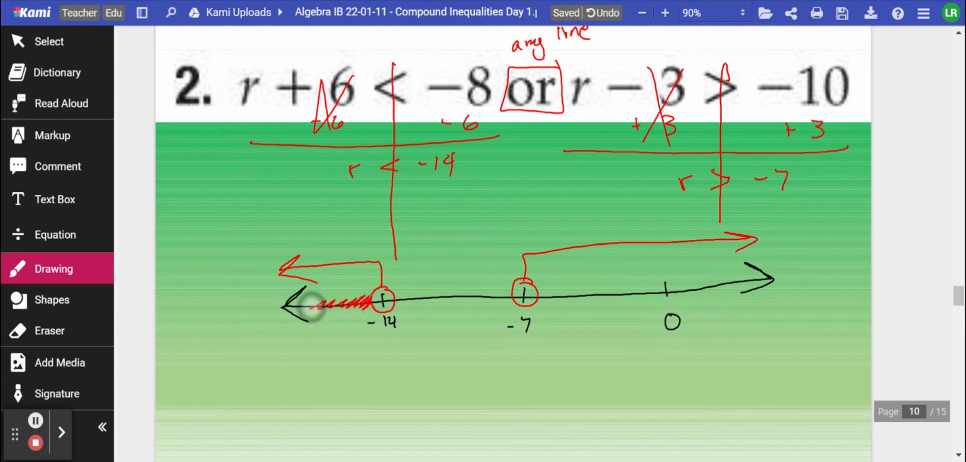So all that's shaded and all that's shaded. And then we just need to write our set notation with an or in between those. So we have R such that R is less than negative 14 or R is greater than negative 7.